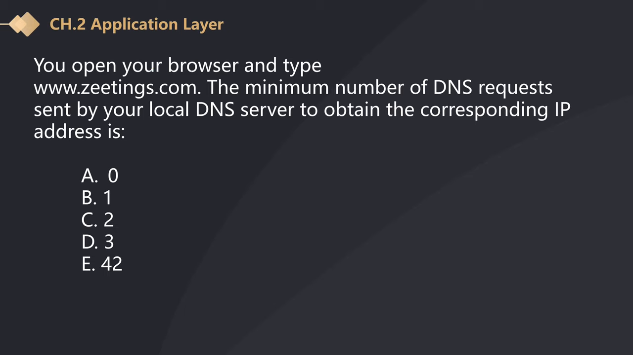And this one, when you open the browser and try to visit something, the minimum number of DNS requests sent by your local DNS server to obtain the IP address is... So this is your computer. When you want to get the IP address of zting.com, how can you get the IP address of it? Let's say when you reach the local DNS server, this one is our local DNS server. How many hops?